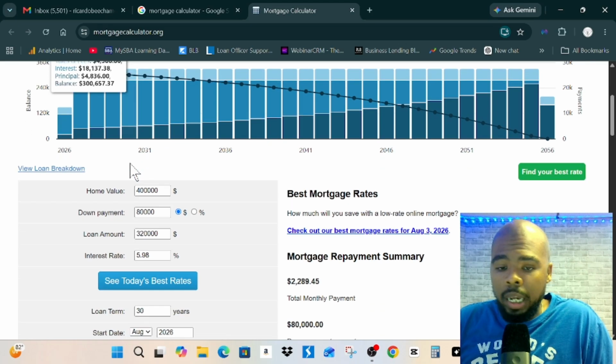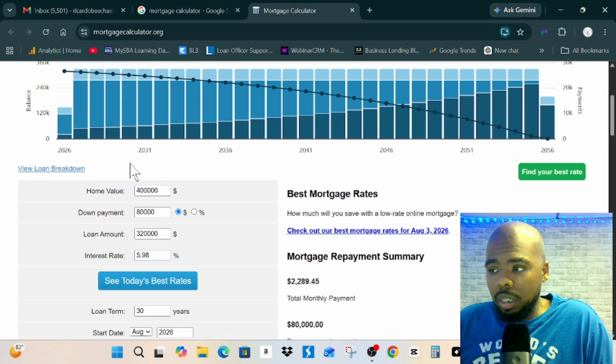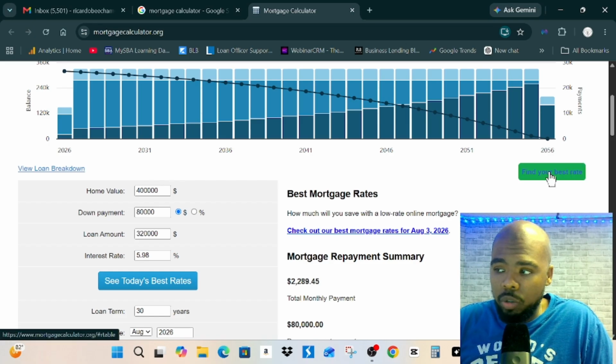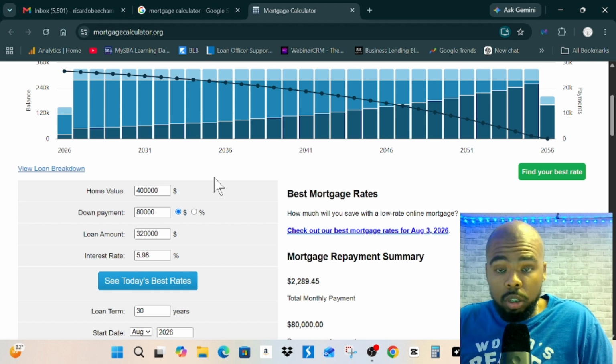All right, cool. Now, remember this. While being on this site, they're basically going to try to get you to fill out some information. If you click on anything like find your best rate, things like that, what that's going to do is send all of your information out to a bunch of different lenders. So if you don't want to get your number blown up, don't fill that out.